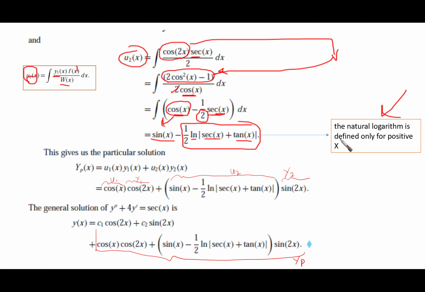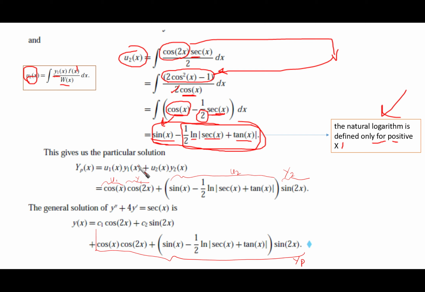The natural logarithm is defined only for positive values of x. This is why we put the absolute value sign here, okay, because the logarithm should always be defined for positive values of x. So okay, now we obtained u2. This is u2 now.